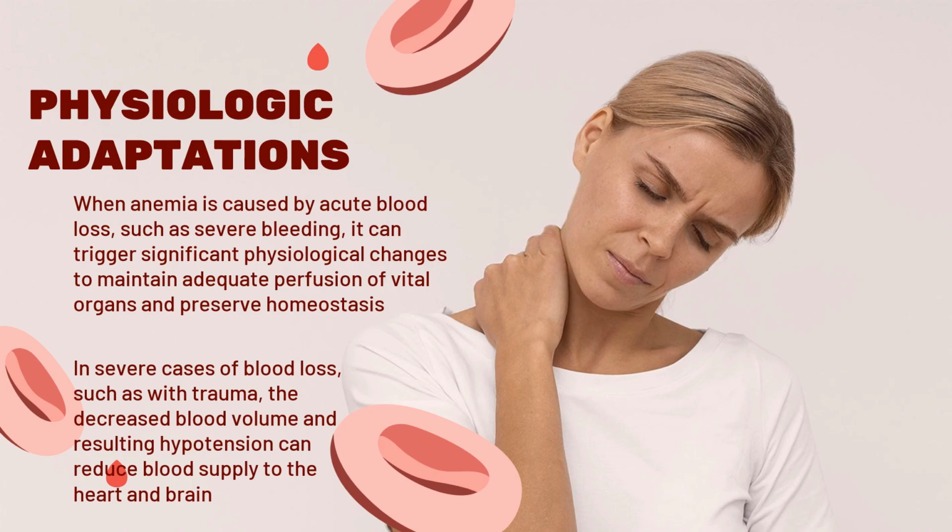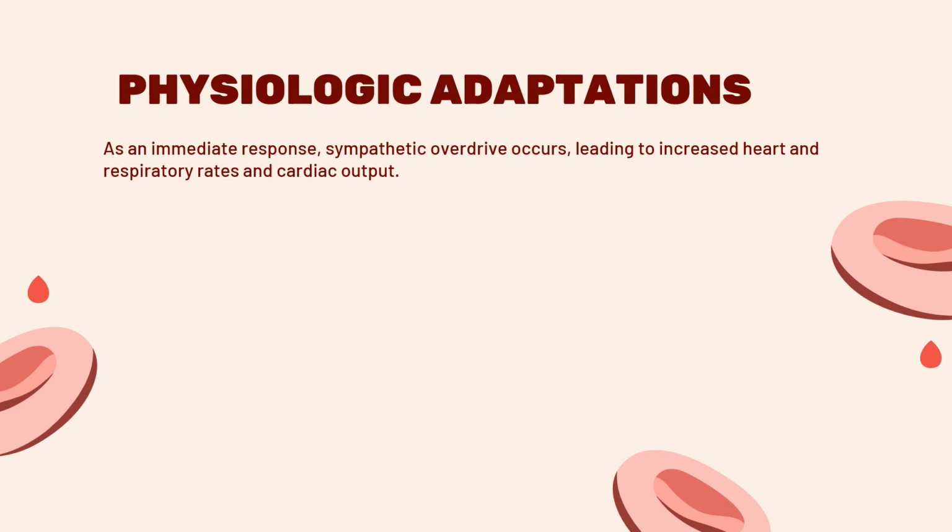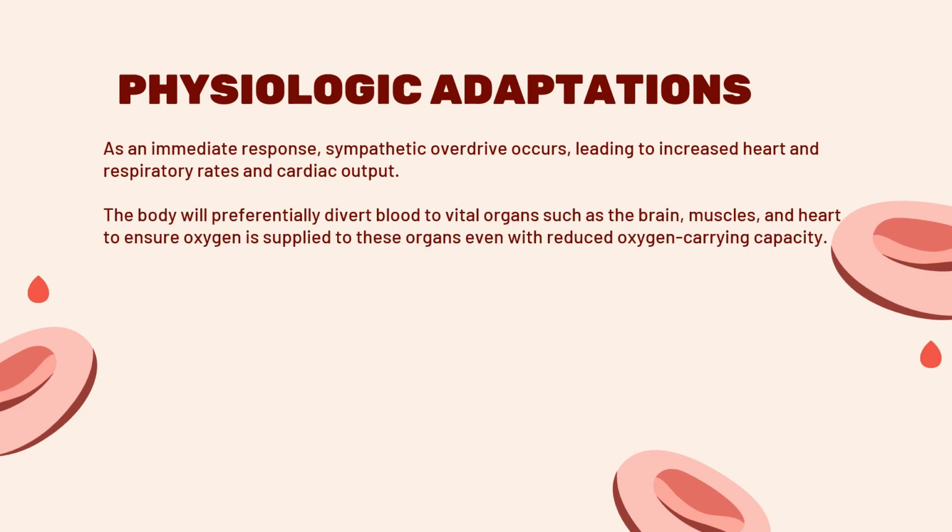In severe cases of blood loss, such as with trauma, the decreased blood volume and resulting hypotension can reduce blood supply to the heart and brain. As an immediate response, sympathetic overdrive occurs, leading to increased heart and respiratory rates and cardiac output. The body will preferentially divert blood to vital organs such as the brain, muscle, and heart to ensure oxygen is supplied to these organs even with reduced oxygen carrying capacity.